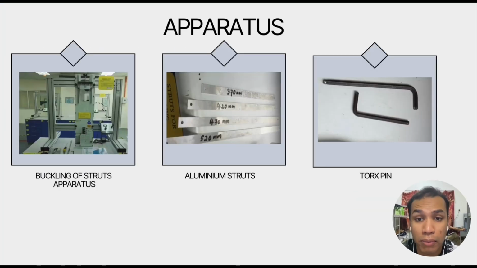For the apparatus, first we use the buckling of strap apparatus. Second, we use the aluminum strap, for which the lengths we use are 320 mm, second 370 mm, and third 420 mm. Then we use the top pin.